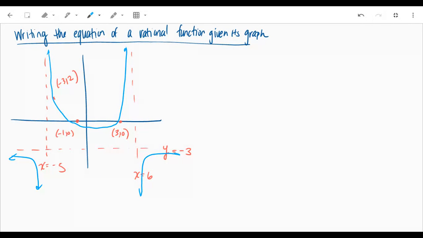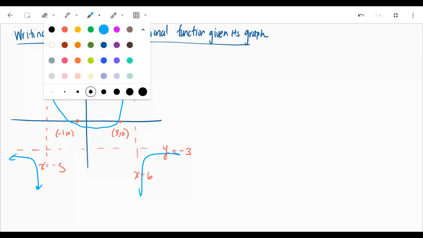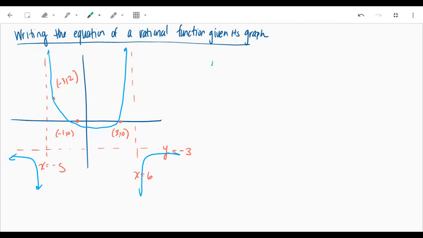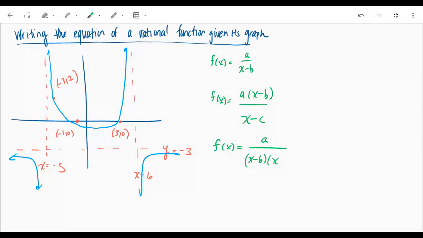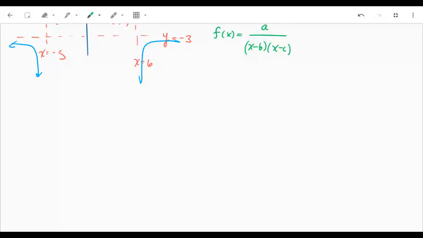And this is where it's going to look really tough. I'm not sure that I'm a fan of this topic here. Okay, so they give you, is it in the form f of x equals a over x minus b, f of x equals a times x minus b over x minus c? Is it in the form f of x equals a over x minus b, x minus c? Scroll down. There we go.